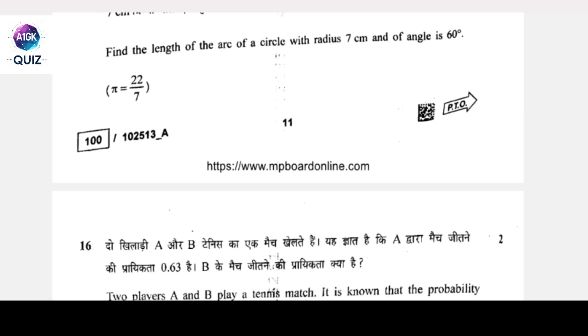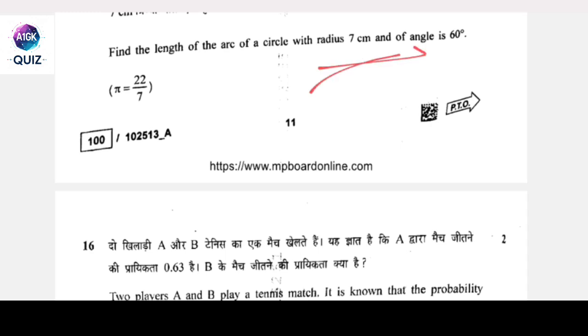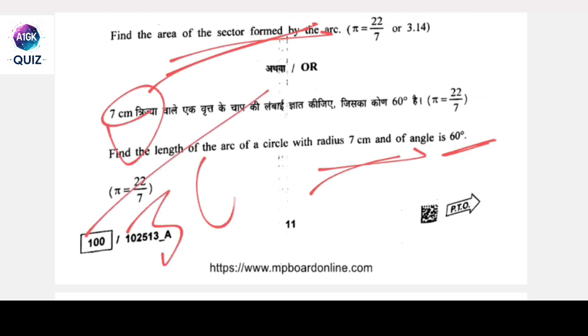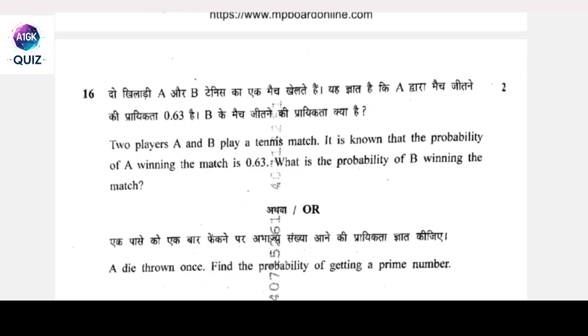Find the length of arc when radius is 7 and angle theta is 60 degrees. On putting the values in the formula of length of arc, that is theta by 360 into 2 pi r, we get the answer of the given question.